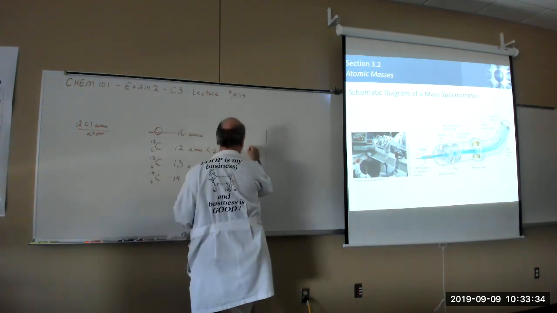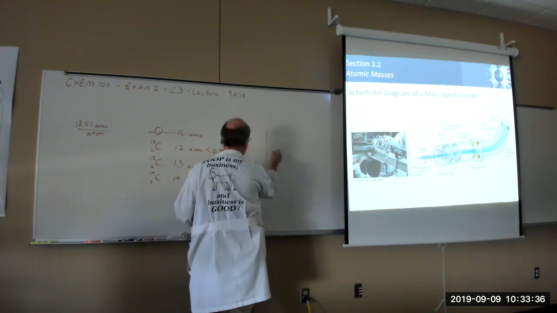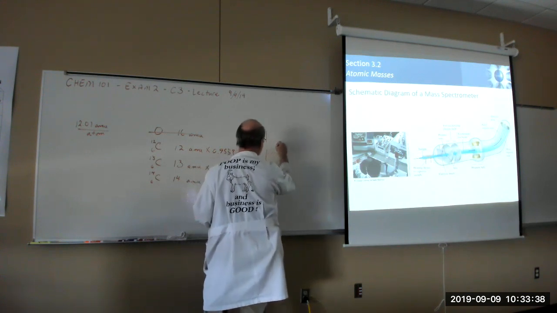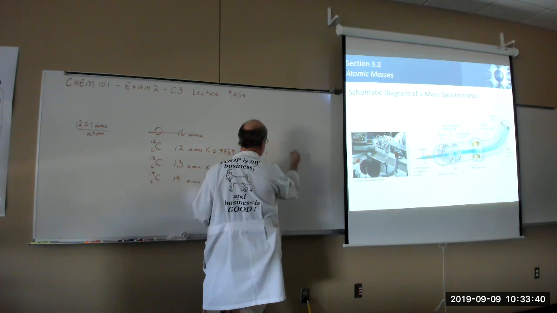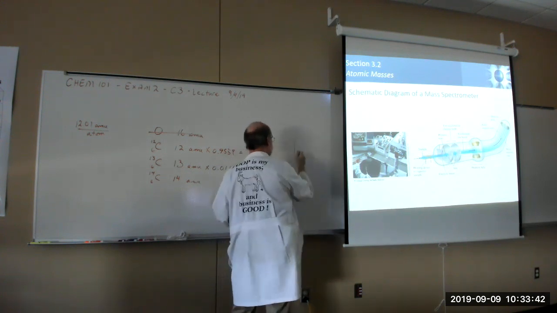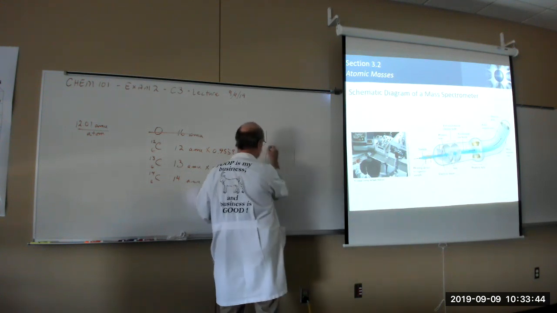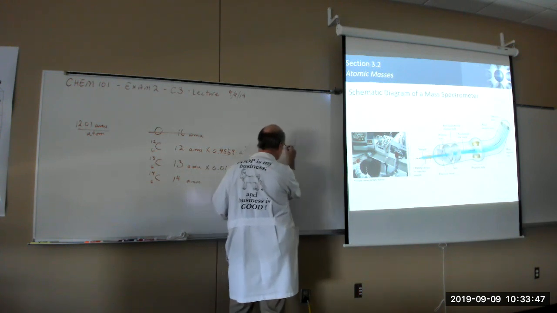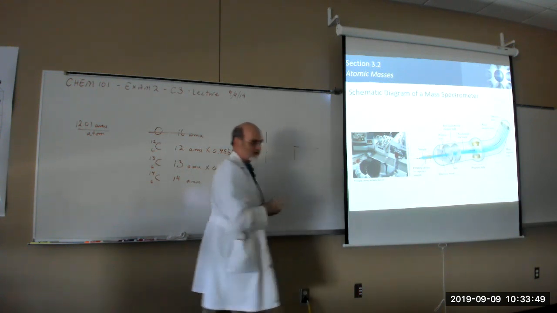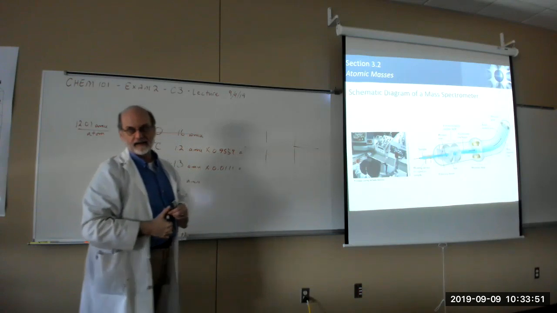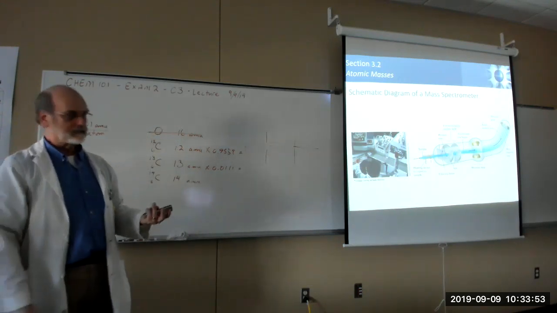If your source is here, and they're going like that, then you're going to get kind of a broad beam. So you put another plate here, and only the ones that are lined up perfectly with that one and that one come out straight. That's called collimating, making straight.